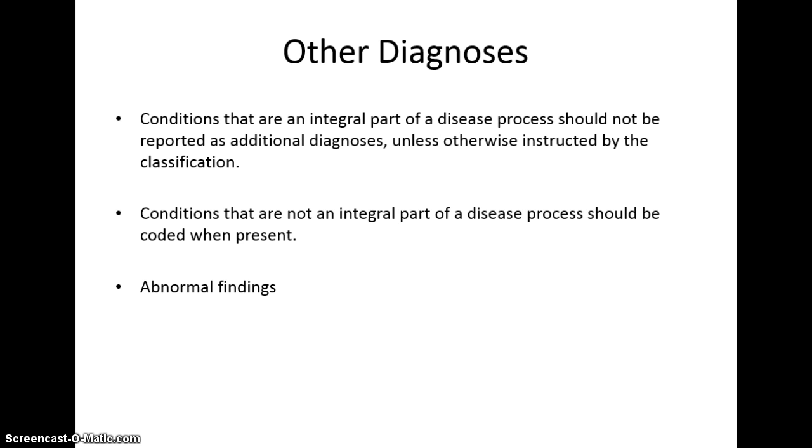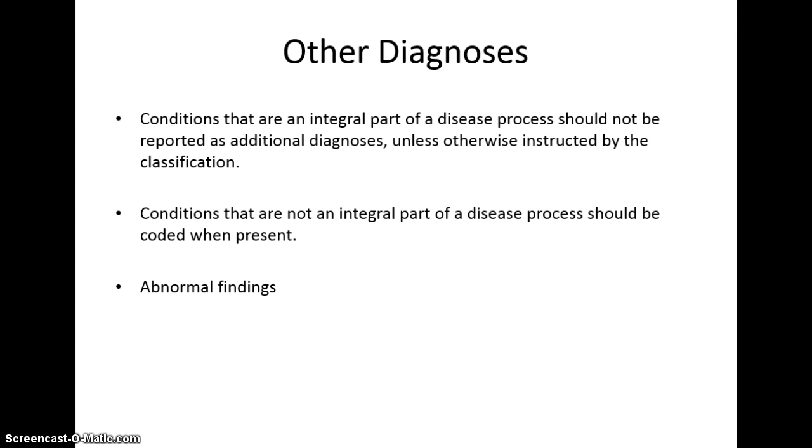An example of a condition not integral to the disease process is as follows. A 5-year-old boy was admitted with a 104-degree fever associated with acute pneumonia. During the first 24 hours, the patient also experienced convulsions due to the high fever. Both the pneumonia and the convulsions are reported because the convulsions are not routinely associated with pneumonia. Fever is commonly associated with pneumonia, however, and is not coded.